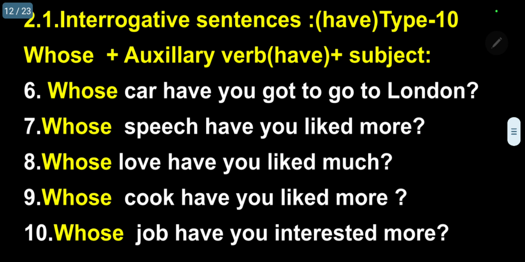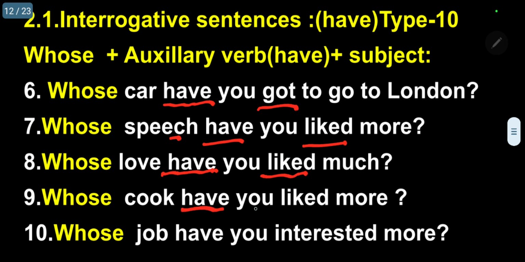Whose car have you got to go to London? Got main verb, have auxiliary. Whose speech have you liked more? Liked main verb, have auxiliary. Whose love have you liked much? Liked main verb, have auxiliary verb, helping verb.